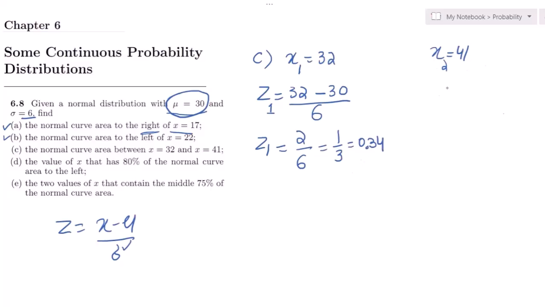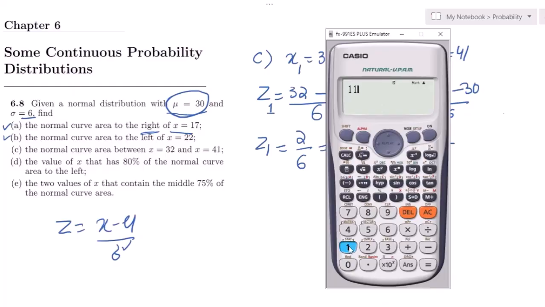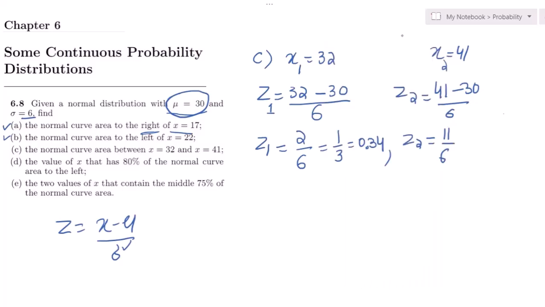1 by 3 is 0.34. Similarly for x2, let me have z2, it would be 41 minus 30 divided by 6. So the value of z2 would be 11 by 6, which is 11 divided by 6, and this is 1.84. So these are the two values of z, and we have to find out the area in between them.